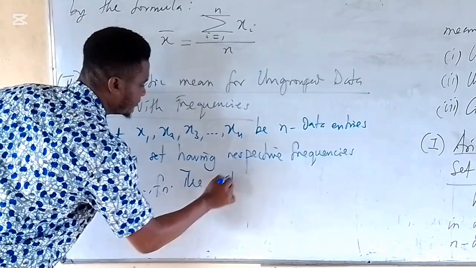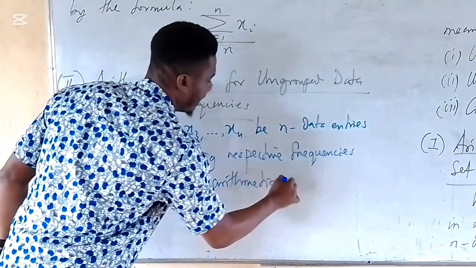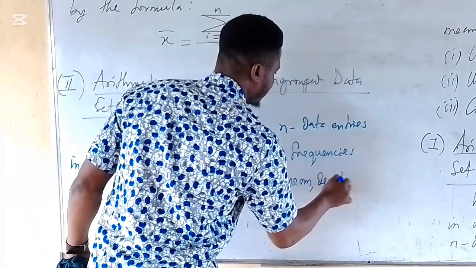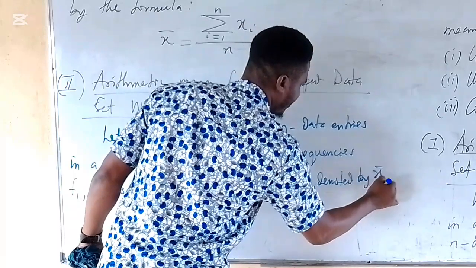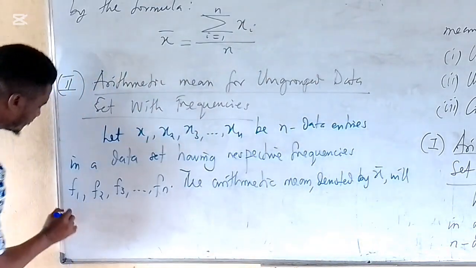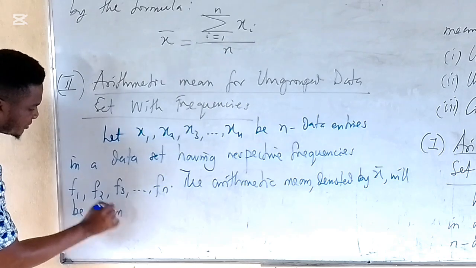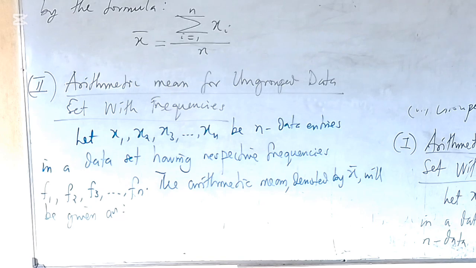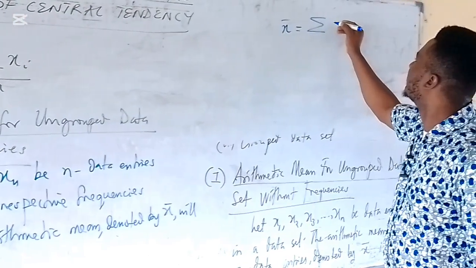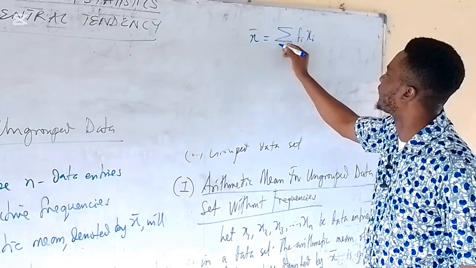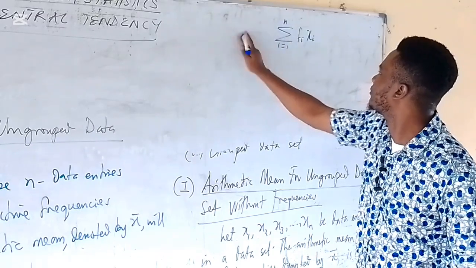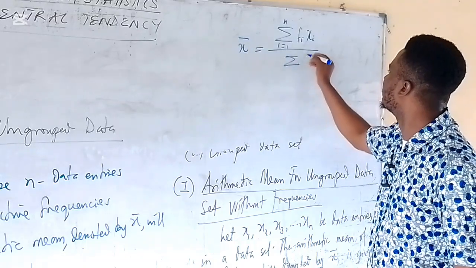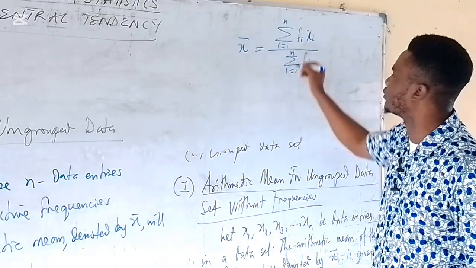The arithmetic mean, denoted by X bar, will be given as X bar equals summation Fi xi from i equals 1 to n, all over summation Fi from i equals 1 to n.